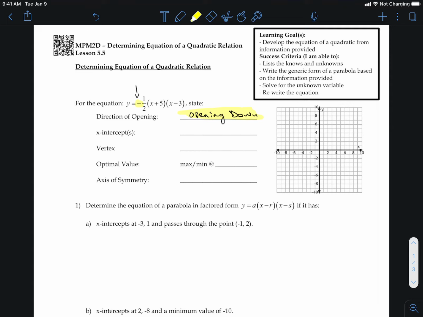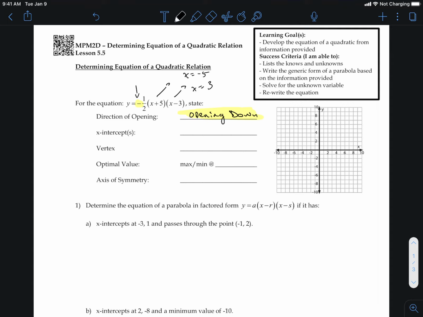The next thing I expect you to know, though, is tell me what the x-intercepts are. How do we find those? X-intercepts were another word for solutions, roots, zeros. How do I find those? Yes? Anything absolutely crazy to anybody? Hopefully not. Okay. Those are the x-intercepts. They are points on a graph.